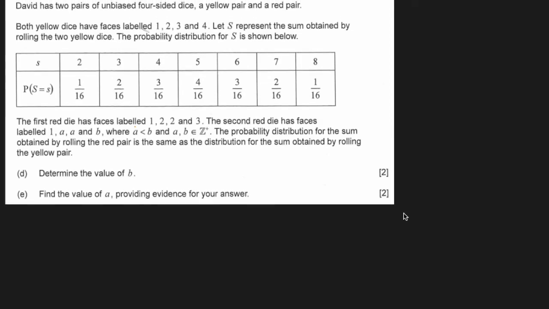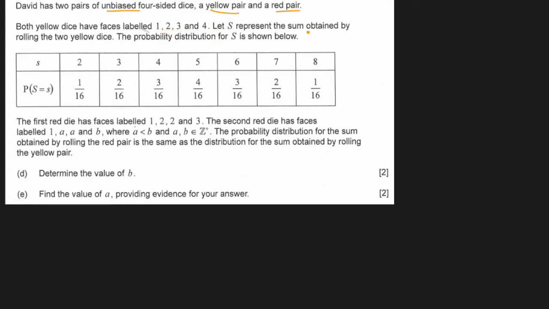David has 2 pairs of unbiased dice. Okay, this time it is unbiased; earlier it was biased. Unbiased 4-sided dice, a yellow pair and a red pair. That means there are 4 dice in total. Both yellow dice have faces 1, 2, 3, 4. Okay, simple: 1, 2, 3, 4.